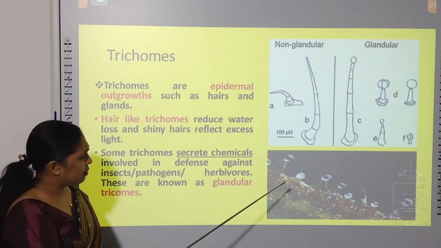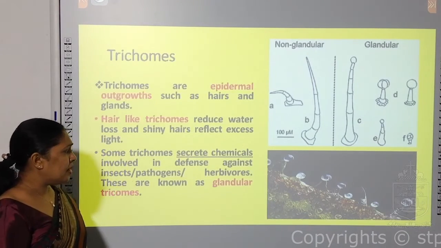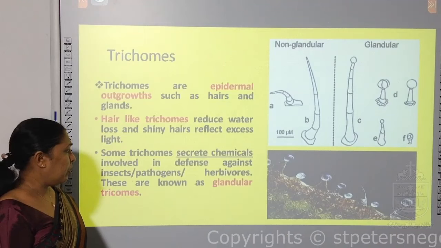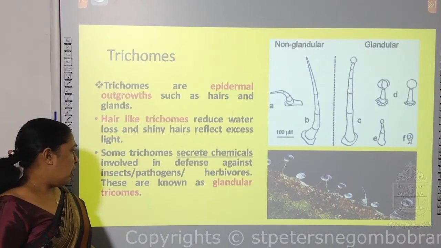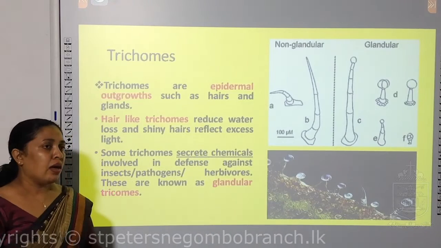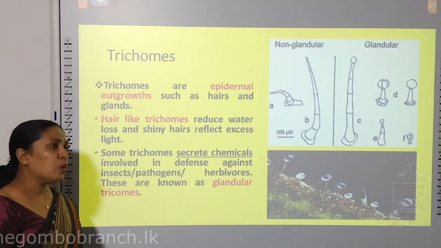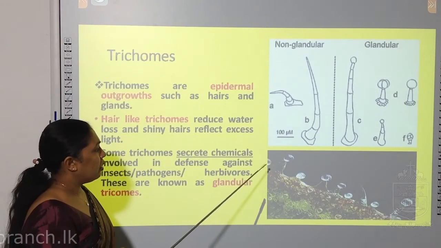Some trichomes are secreting chemicals. There are some chemical vesicle-like parts in the trichome. So, they are glandular trichomes. They secrete chemicals. It is a defense mechanism against the herbivores or some pathogens in the plant.